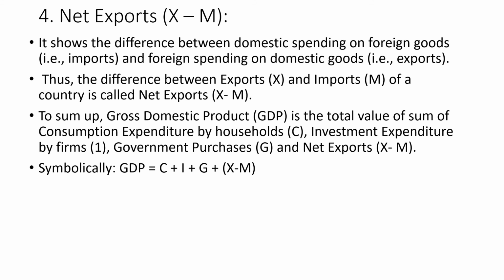To sum up, we can say that gross domestic product is the total value of the sum of consumption expenditure by households, investment expenditure by firms, government purchases or government expenditure, and net exports. GDP is equal to C plus I plus G plus X minus M. GDP is equal to C plus I plus G plus X minus M is the equation here. If you explain it in simple terms, you can arrive at this conclusion.